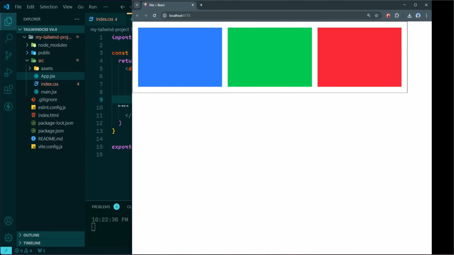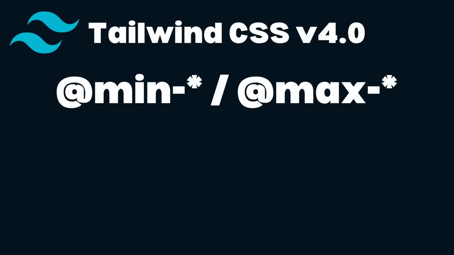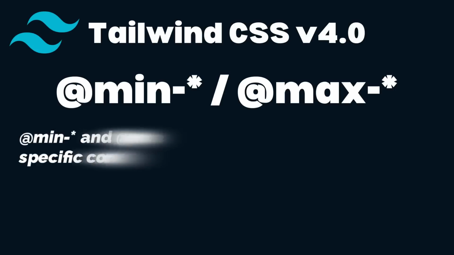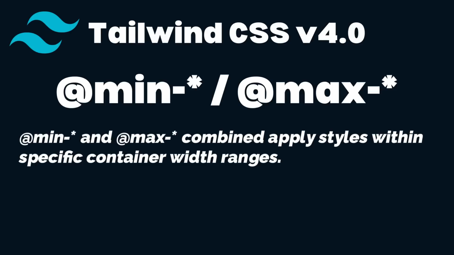The grid now stacks the boxes vertically, one on top of the other, while preserving the spacing between them. Alright, next let's talk about the combination of min and max variants in Tailwind CSS 4. It allows you to define precise range-based styles for container queries. This means you can apply utilities only when the container's width falls within a specific range, offering unparalleled control over responsive designs. For example, using @min-md:@max-xl enables you to target containers that are between the md and xl breakpoints, ensuring your styles apply only within that range.